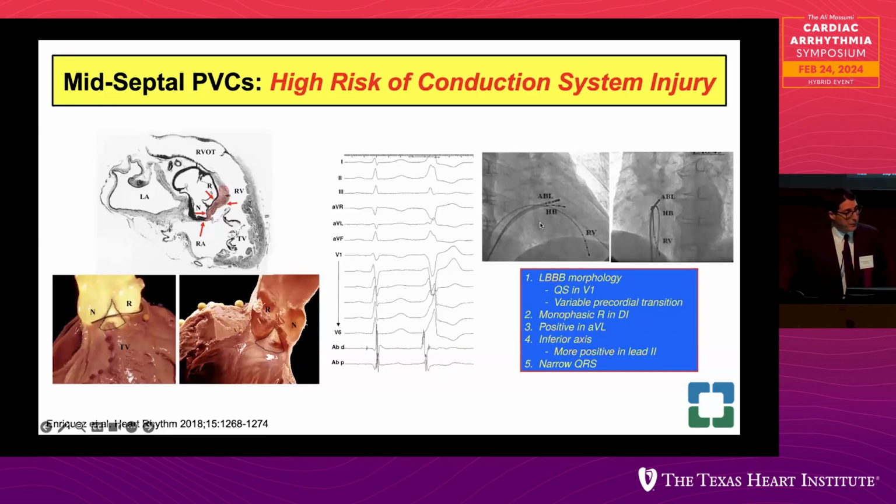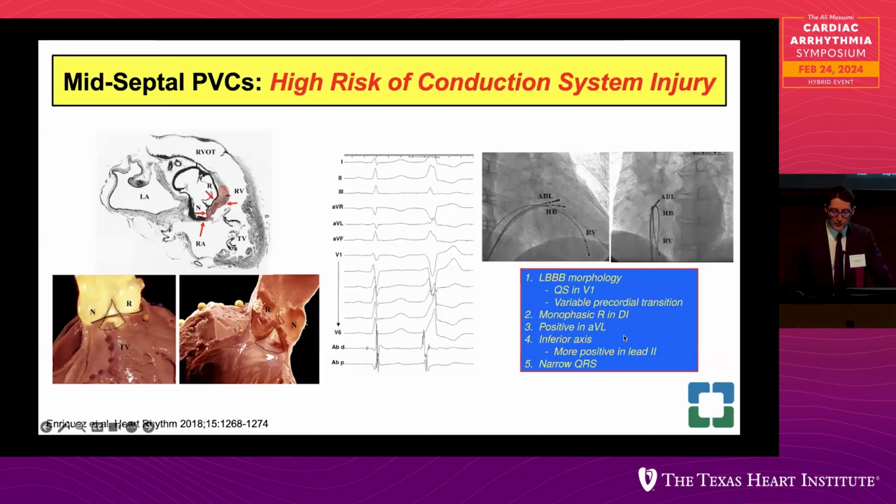If you go with a direct mapping and ablation approach, that's dangerous because of the systolic motion of the tricuspid annulus and the posterior shift of the catheter. Typically these PVCs have a left bundle morphology, with a QS in V1, very similar to what we see with parahisian pathways, for example. The precordial transition can be variable, but typically it's between V3 and V4 in most cases from the right side, or V2 and V3 from the left side.